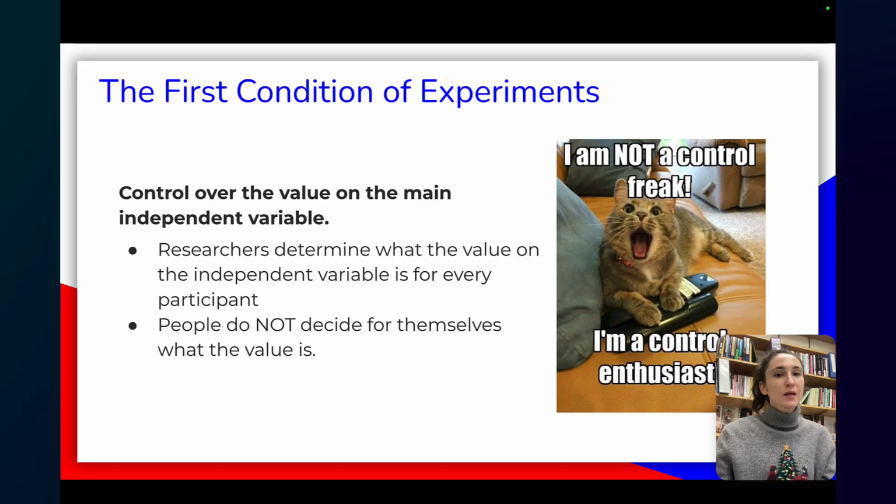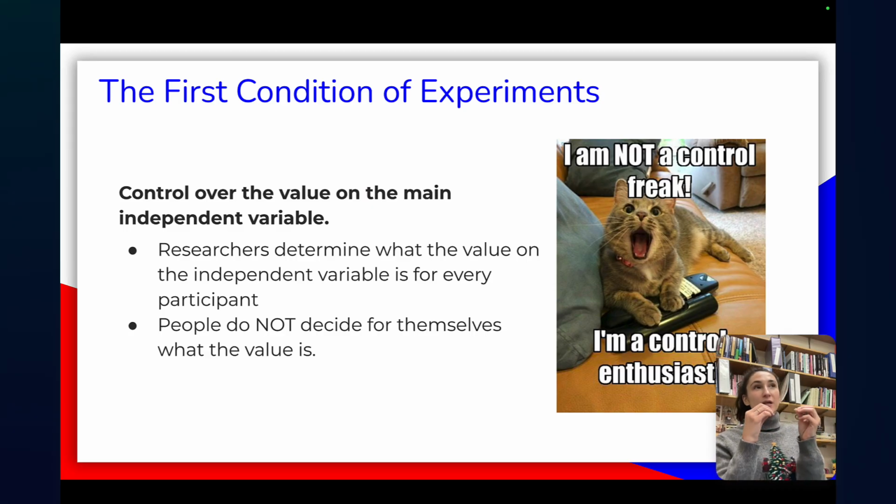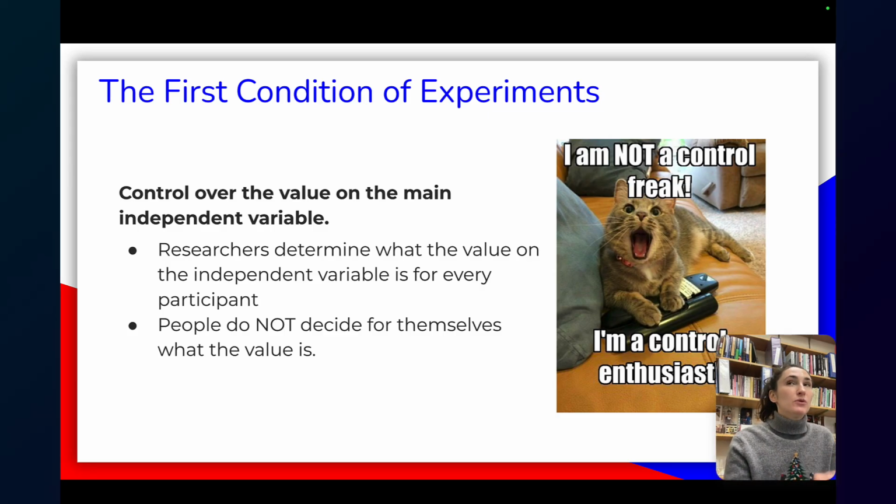Now, the first condition of experiments, though, is that you have control over the value on the main independent variable. So my example from earlier, right, I can't have control over everything when it comes to political behavior, right? I can't control, like in my example from running, or like health outcomes, I can't control everything that they're doing. But if I can control the thing that is most relevant to my theory and hypothesis, right? That's really important, okay? So in this case, researchers, me, you, are determining what the value on the independent variable is for every participant, okay?